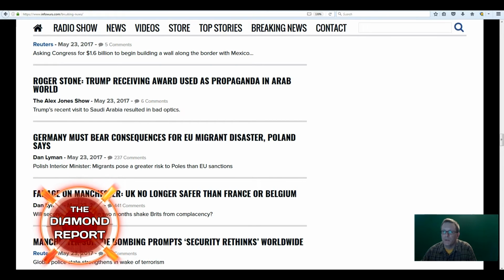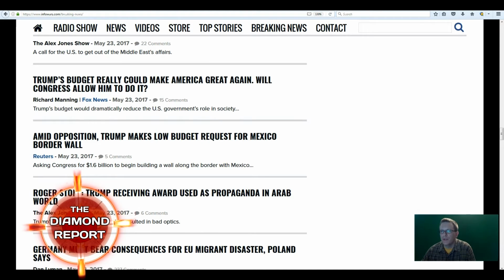Germany must bear consequences for EU migrant disaster, Poland says. Polish Interior Minister said migrants pose a greater risk to Poles than EU sanctions do. Roger Stone: Trump receiving award used as propaganda in Arab world. Trump's recent visit to Saudi Arabia resulted in bad optics. It certainly did. Trump's budget really could make America great again. Will Congress allow him to do it? Trump's budget would dramatically reduce the U.S. government's role in society. That right there is the reason the Congress will never let him do it.